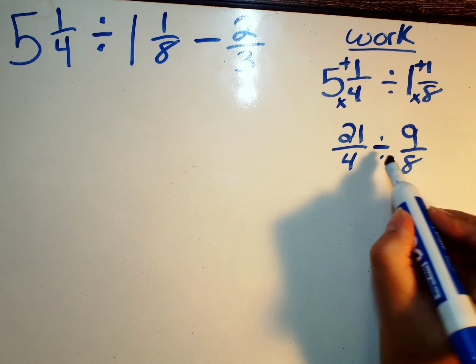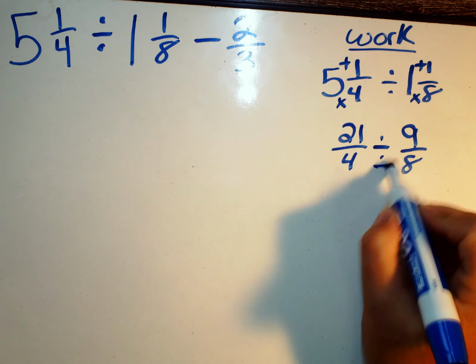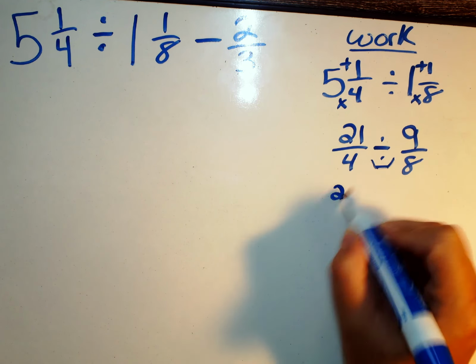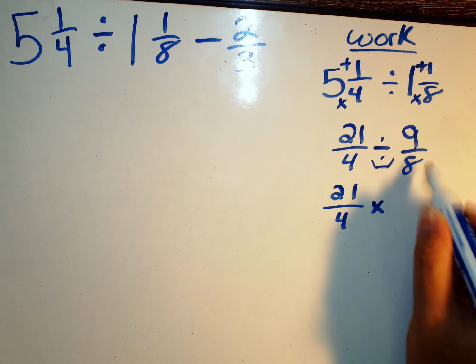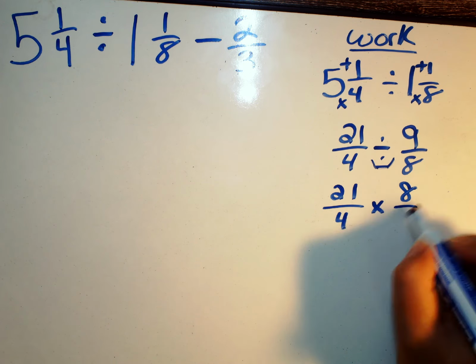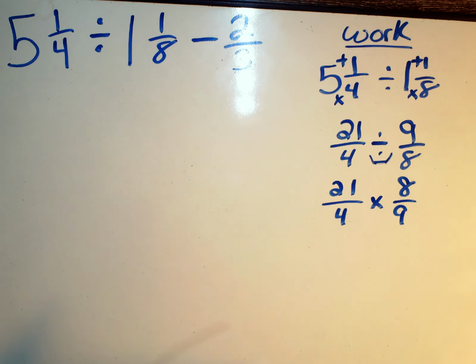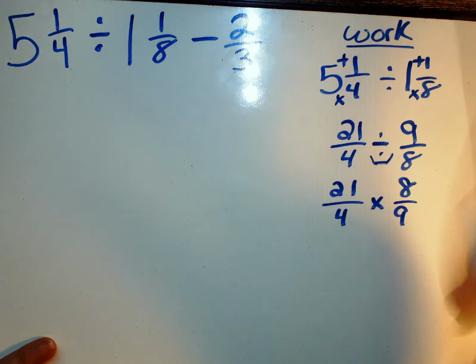So now we're going to practice our cross canceling. Actually, before we cross cancel, we have to keep it, change it, flip it, because we have our division. So change division to multiplication, and flip it. So 9/8 will now be 8/9. Now we can see if we can cross cancel.